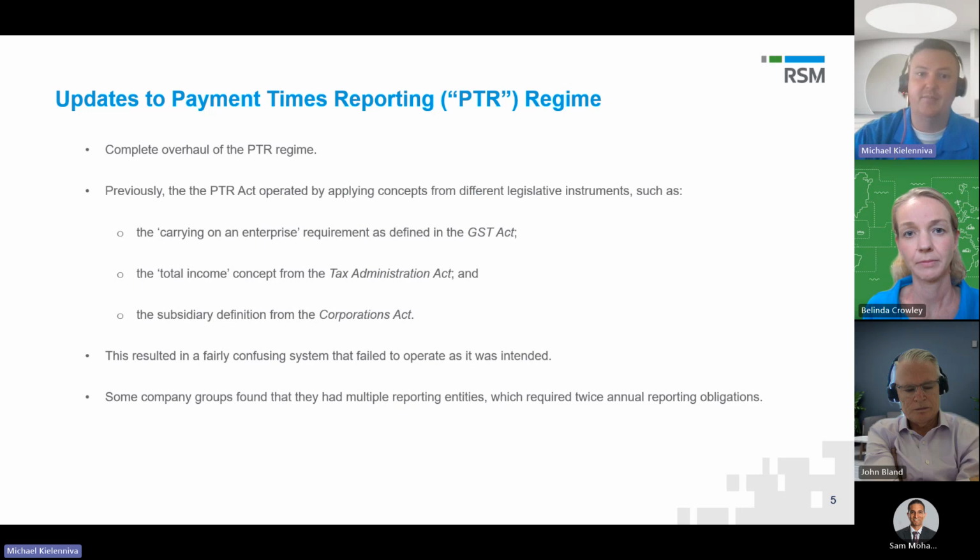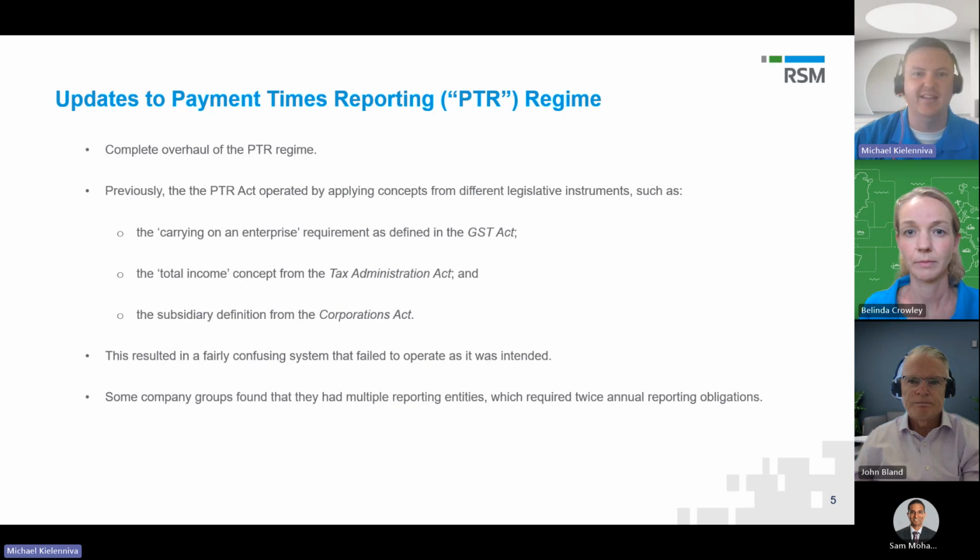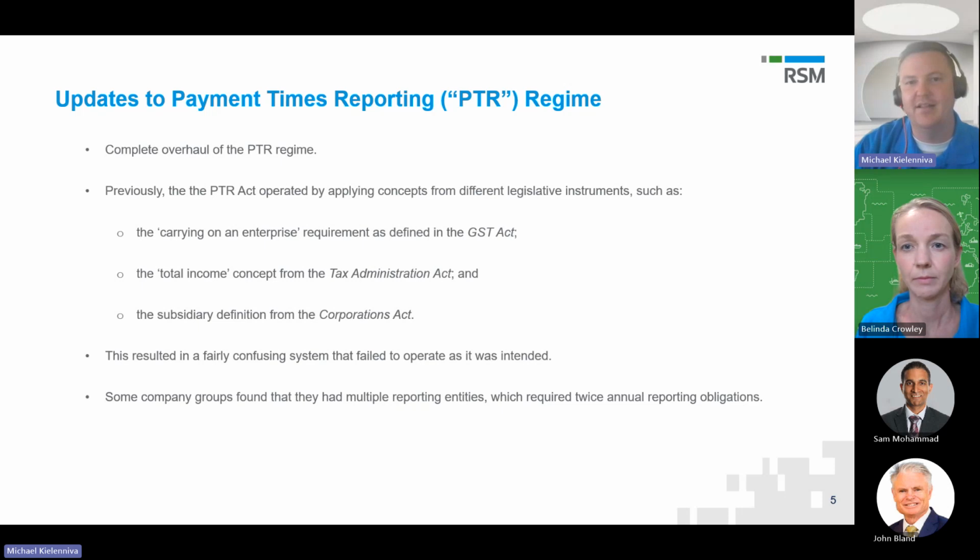As a result of the previous PTR regime, many large groups found themselves having multiple reporting entities scattered almost nonsensically throughout their group, which created onerous twice annual reporting requirements for each reporting entity and hindered the intended operation of the Act. In an attempt to streamline the operations of the Act, the legislative changes have replaced many of the previously existing concepts with those defined by the Australian Accounting Standards Board, such as the concept of control and consolidated revenue.